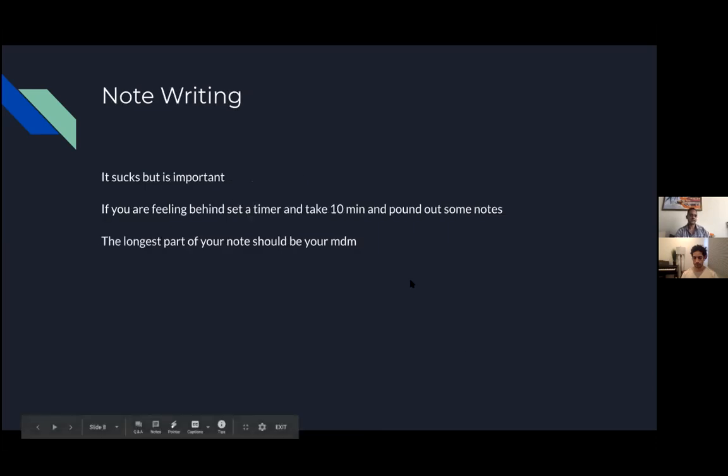And then last thing is note writing. We talked about how note writing sucks, but it is important. So if you feel like you're falling behind, set that timer for 10 minutes, go into your isolation chamber and just do as much as you can. The longest part of your note should be your MDM. And again, this is contrary to what you're taught in med school. The history is important, but again, it should be very focused.